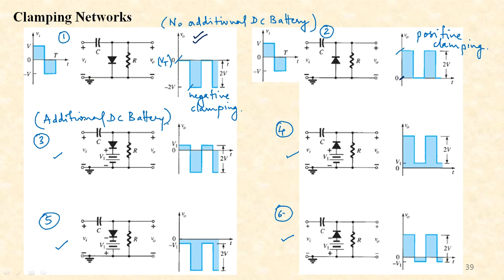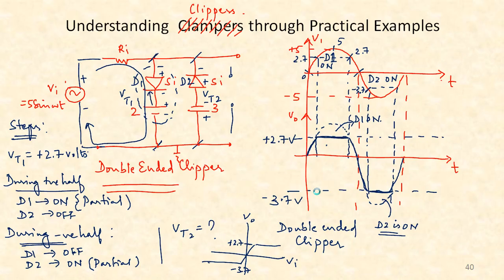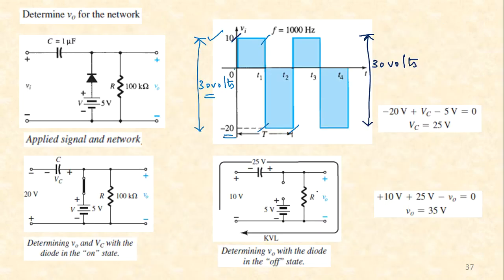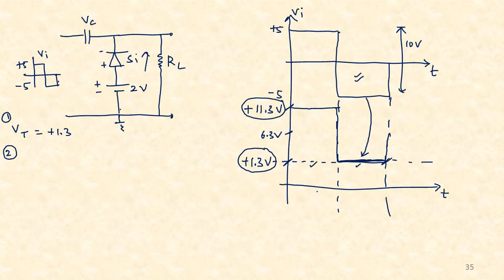Next, if we add a DC battery additionally, then we will get 4 possible combinations. That's the first possible combination, the second one, the third one, and the fourth one. We have solved one example on each case, with some practical voltage levels. Fine. All right, so I think we are done with the clampers. Students, if you have any doubts, then you can just ask me.